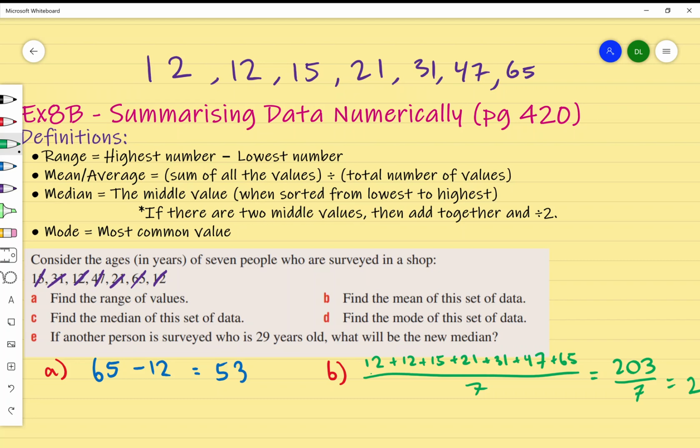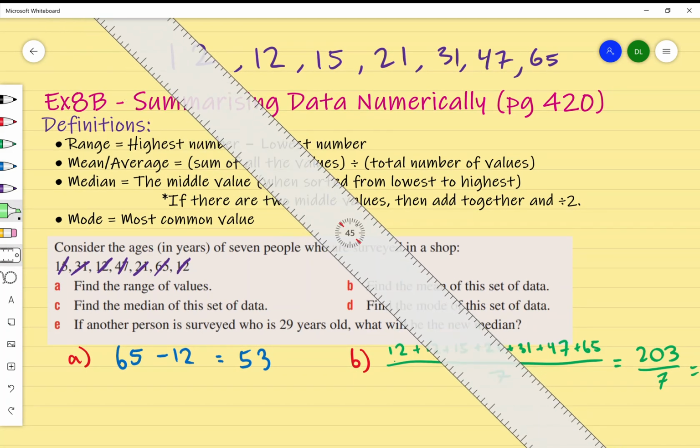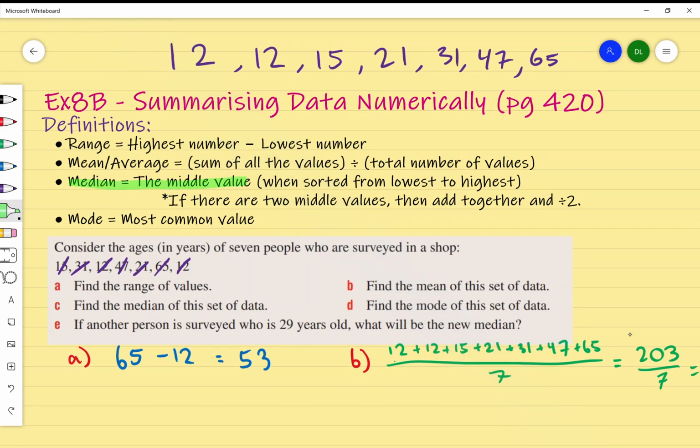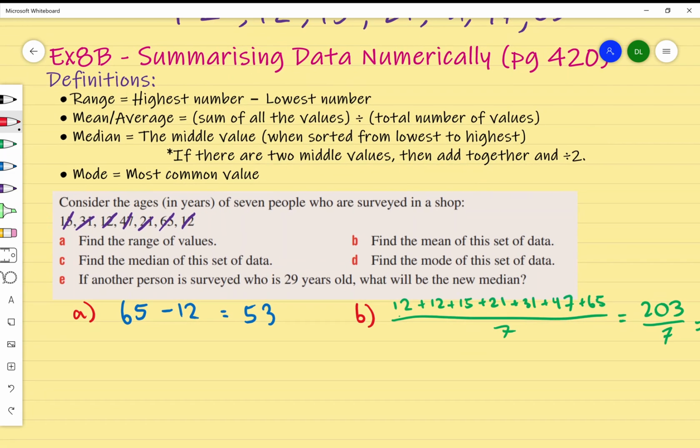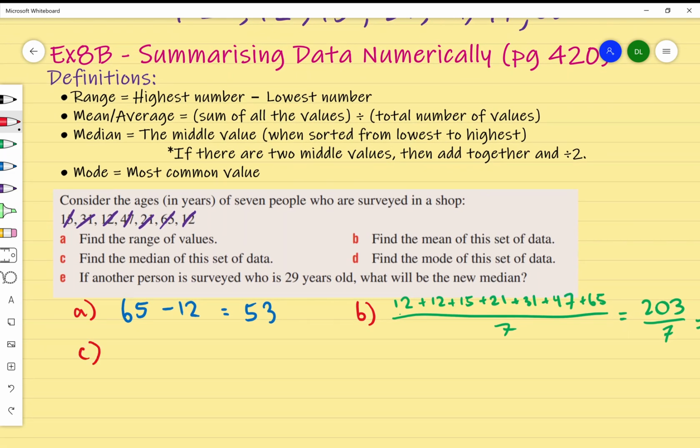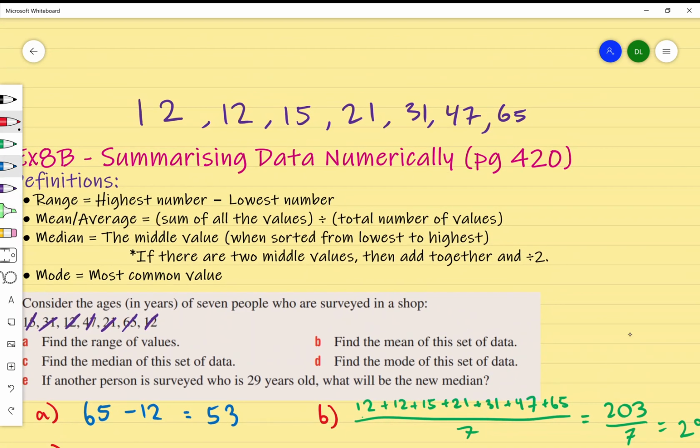The next one we're looking at is median, which is this value right here. A median is our middle value when sorted from lowest to highest. Our middle value, so we're saying we're not calculating it, we're finding which number is going to be in the middle. So let's do part C over here. And I'm going to look up here for my answer.